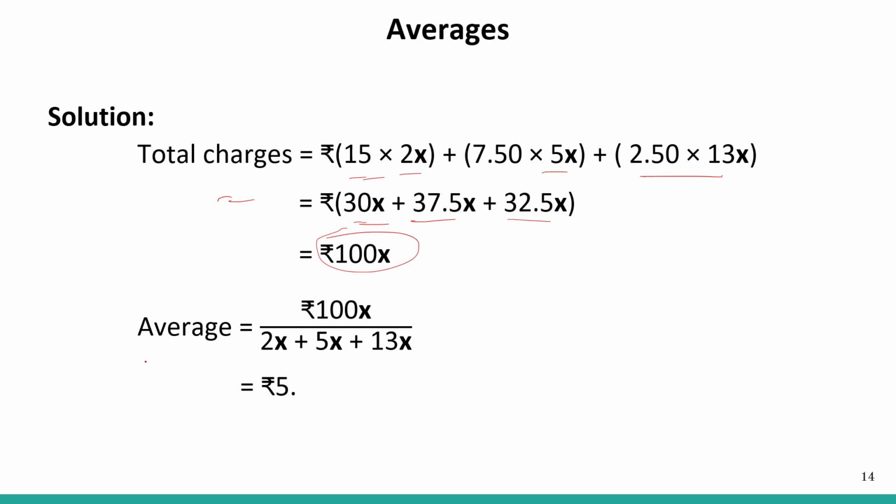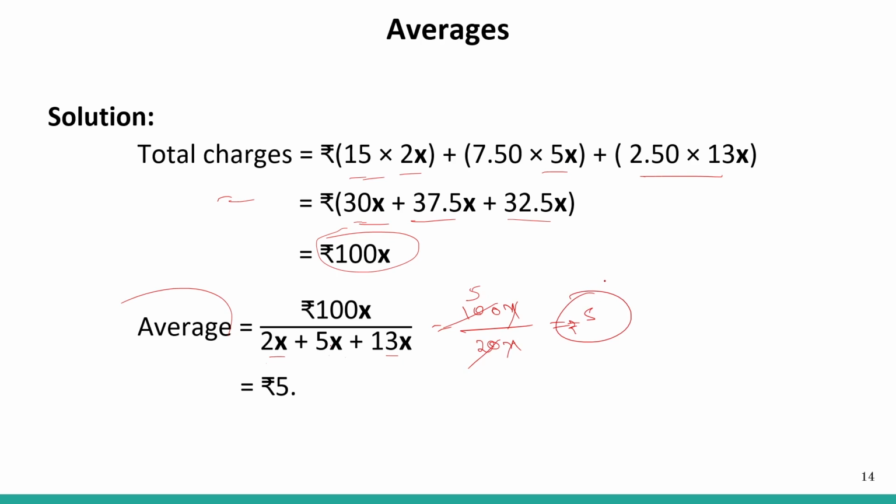So how do we calculate the average? We take the numerator as the total charges and the denominator as the total number of people, which was assumed to be 2x, 5x and 13x on the first, second and third day respectively. So it will be 100x by 2x plus 5x, which is 7x, plus 13x, which is 20x, right? So x cancels out, 100 by 20 is equal to 5 rupees.